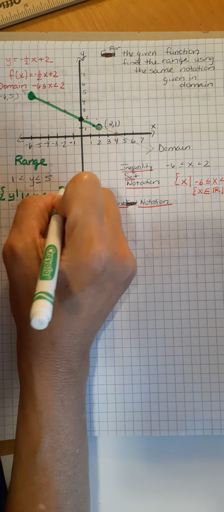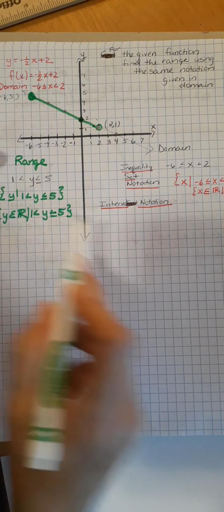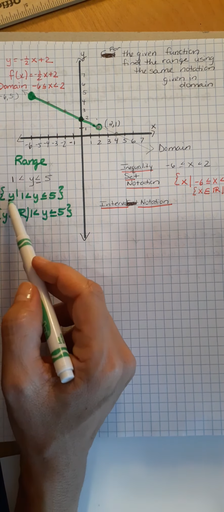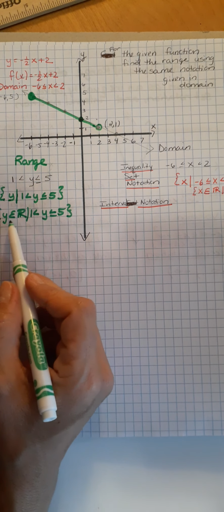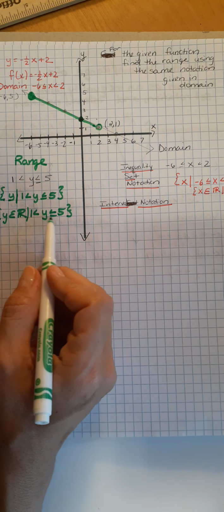Oops, I ate that one. All right. So what's the difference? Well, we just took this and we wrote it here and we put y with this line, y such that this, and we used our brackets to contain it. Right? y, element of the reals, 1 less than y, y less than or equal to 5.